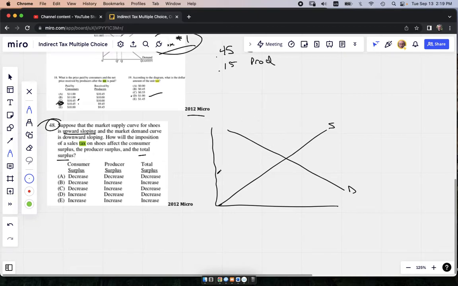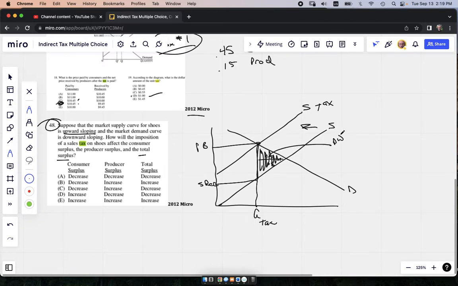Well, let me give you a little hint here. If there's a tax, S plus tax, right? We know there's a new price the buyer pays. We know that there's a new quantity, Q plus tax. This is the price the buyer pays. We come straight down. We hit the lower supply curve. We bounce to the left. This is what the seller receives or puts in his pocket. I know that triangle right there is a loss of consumer and producer surplus. That's all deadweight loss.